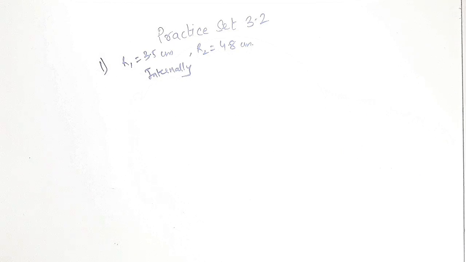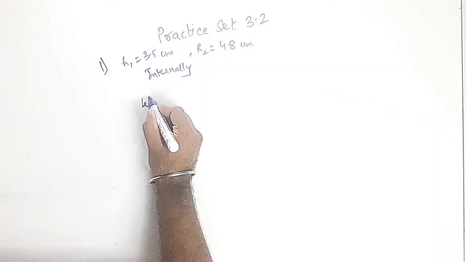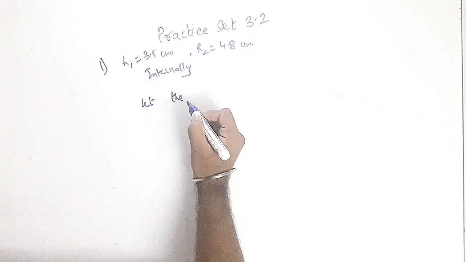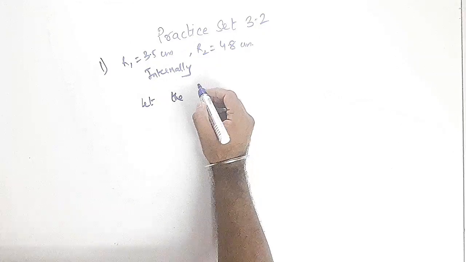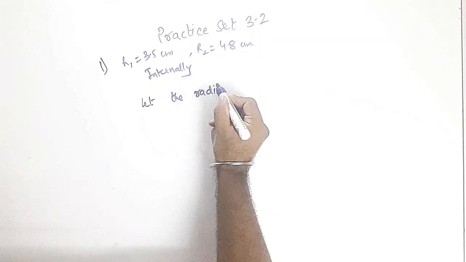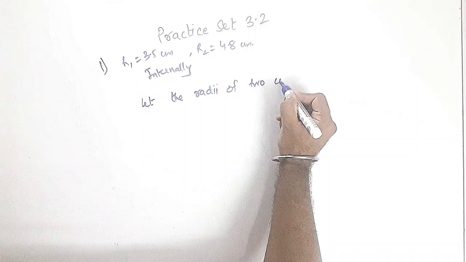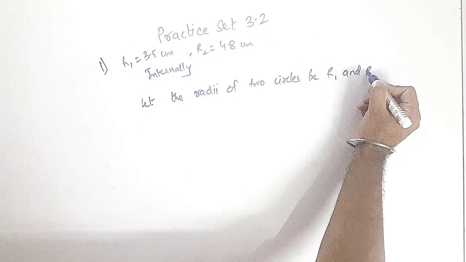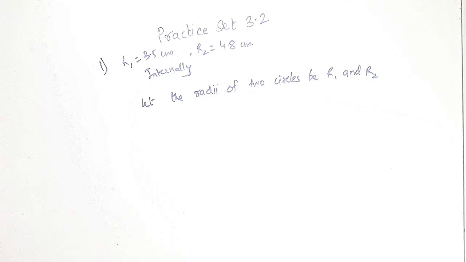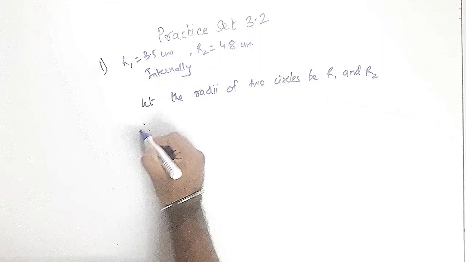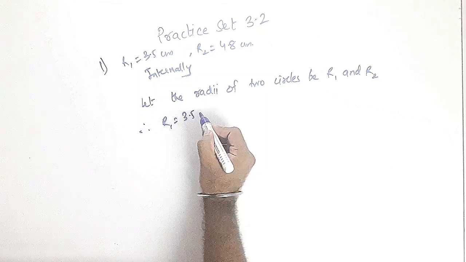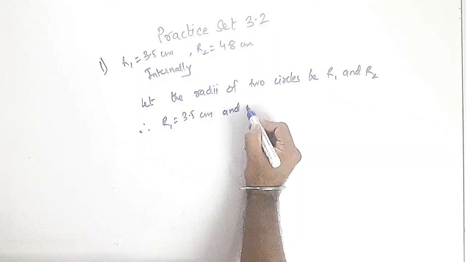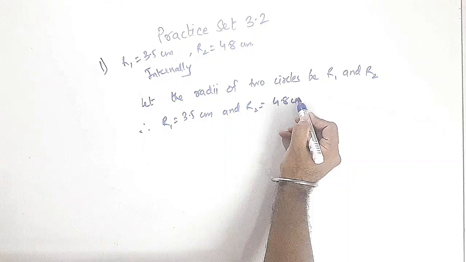As you can see, two radii are given. There are two internally touching circles. Here I have written the information, but I have to suppose here, let the radii of two circles be R1 and R2. Therefore, R1 is equal to 3.5 centimeter and R2 is equal to 4.8 centimeter.